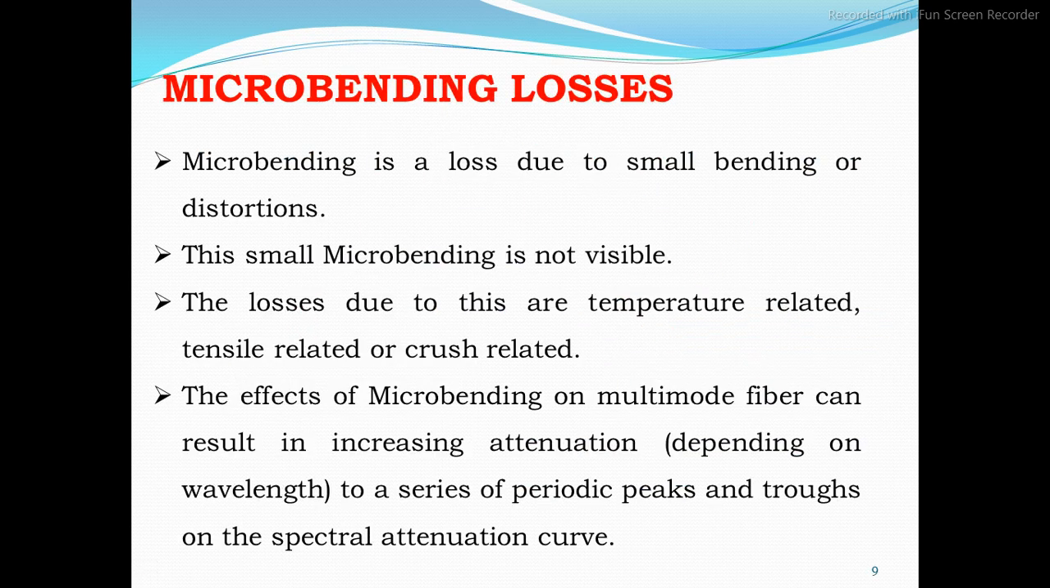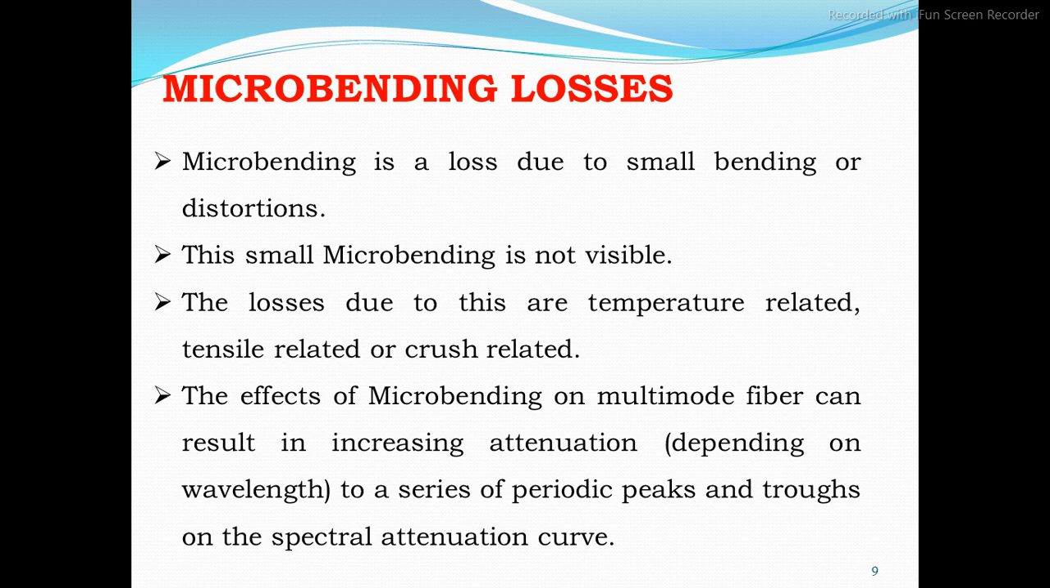So what is the definition of micro bending losses? General definition: it is a loss due to small bends, a small bending or distortion. The small micro bendings are not visible. When you look at the optical fiber, it is difficult to identify the small bend. The small bending happens due to temperature changes, heavy temperature, or crushing. These are the different types of causes. The small bending losses appear as micro bending losses.